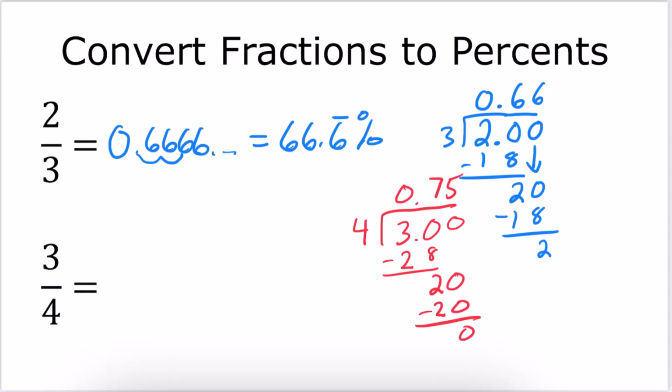In this case, since we don't have any remainders, this decimal would be a terminating decimal, and that would be the decimal that's equivalent to 3/4. So if I wanted to turn that into a percent, I would move the decimal over twice, and I would get 75%. And so that's how you convert between percents, decimals, and fractions. If you guys have any questions, let me know, and I hope you have a great day.